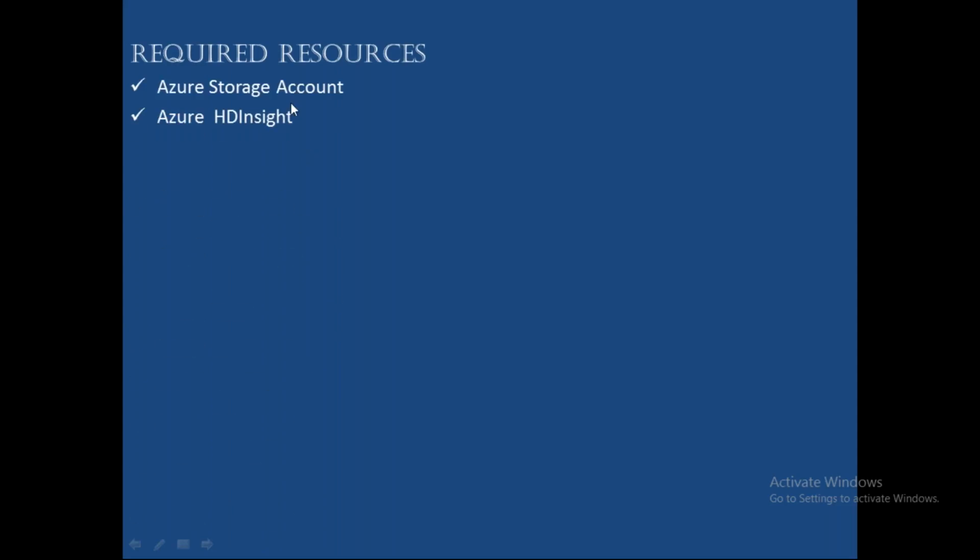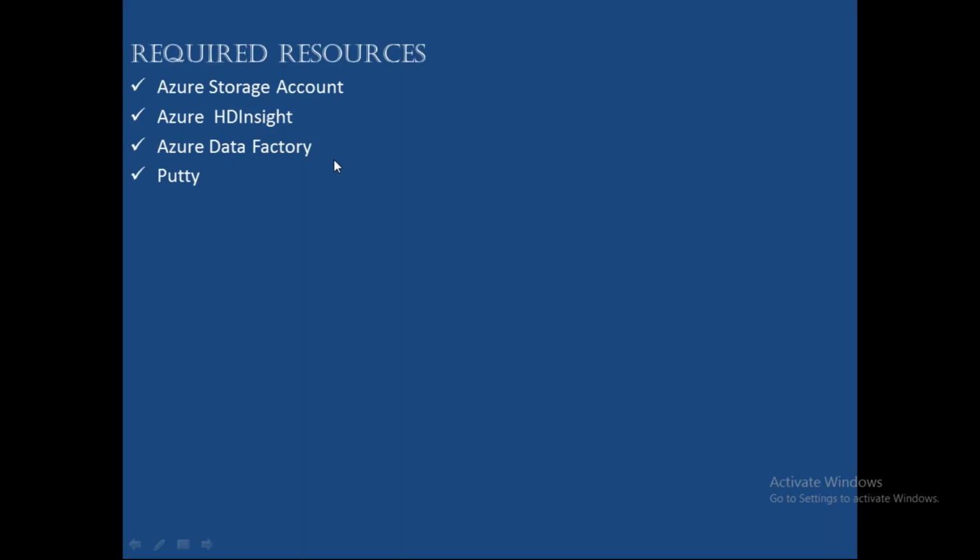Required resources: I need to create Azure storage accounts, which I already have created. Azure HDInsight I need to create, and I have created that. Then I need to create the Data Factory, and PuTTY. PuTTY you basically need to download, but you don't need to install it. It's an exe file. You can open it. I will tell you how you can use this PuTTY. But basically Azure Data Factory also you need to create, because we need to execute.